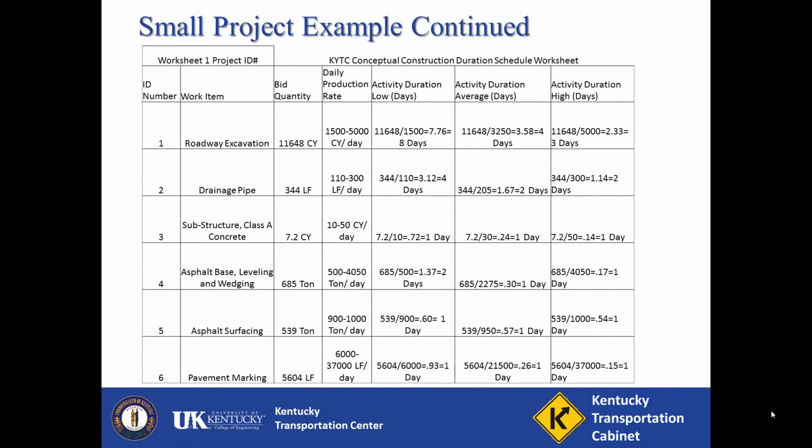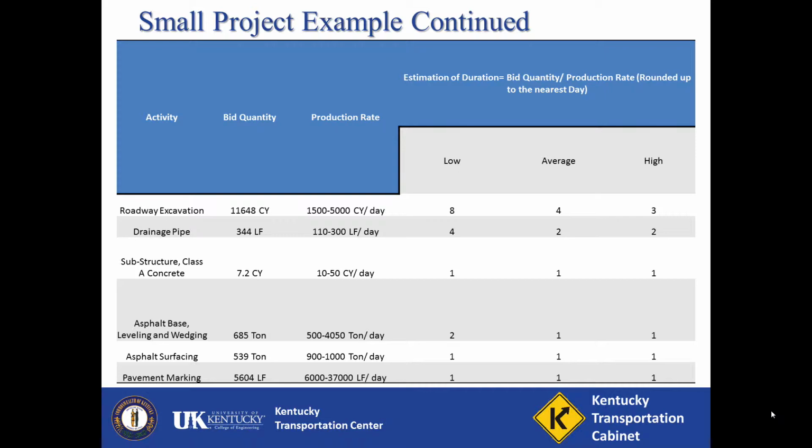Next, worksheet 1 can be completed using the quantities of the controlling activities and the production rates and ranges to determine the ranges of time or days required for each activity. Rounding up to the next whole day is appropriate for time estimates of this detail. The results can be seen here. The results from worksheet 1 are restated here in a cleaner format.